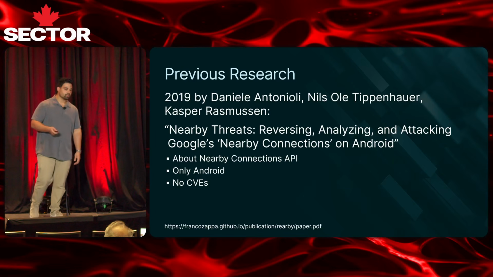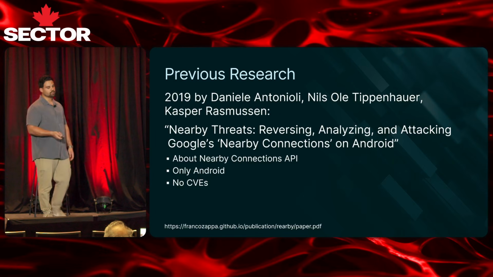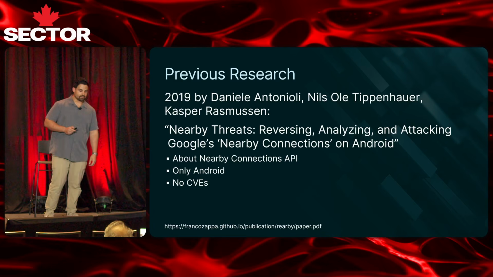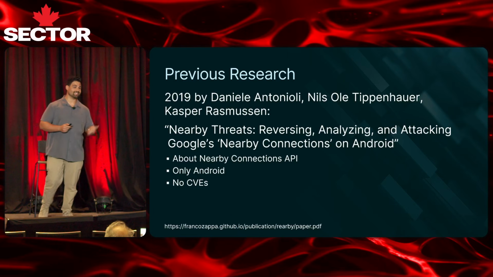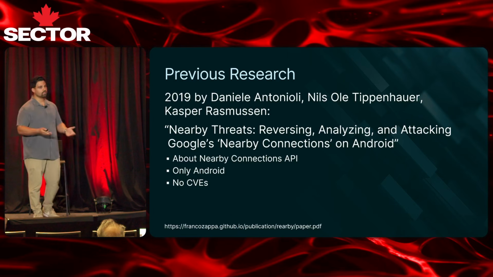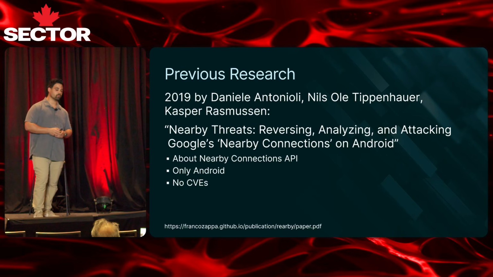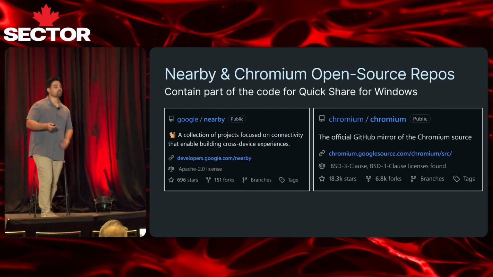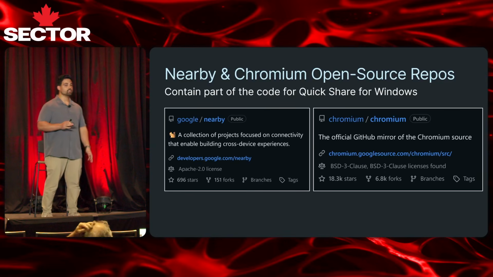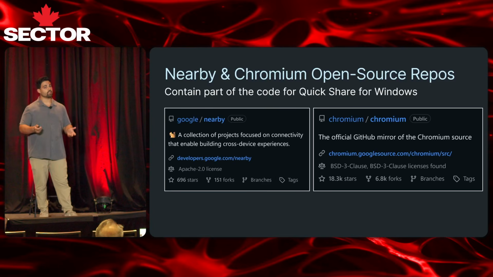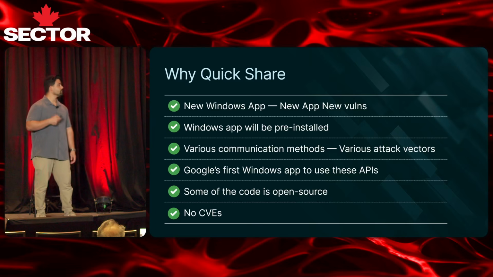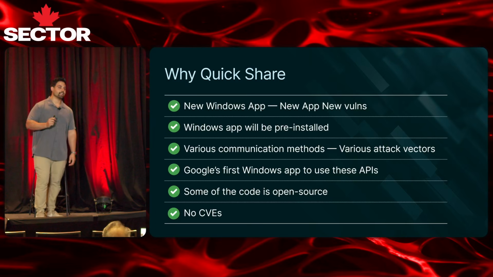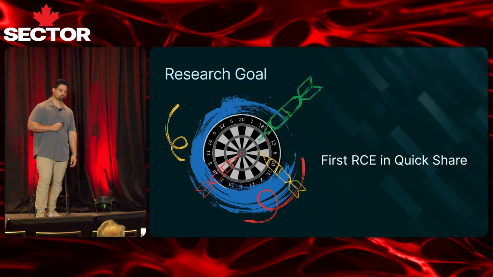Regarding previous research, the only one that we could find was conducted in 2019, and it was done only on the API that QuickShare uses because QuickShare didn't even exist back then. It was done only on Android because the Windows version didn't exist, of course, and no CVEs were issued. Another interesting fact about QuickShare is that most of its code is open source, so that would be very helpful for research as well. And so concluding all of these facts together led us to evaluate QuickShare as a valuable and likely to be breached target.